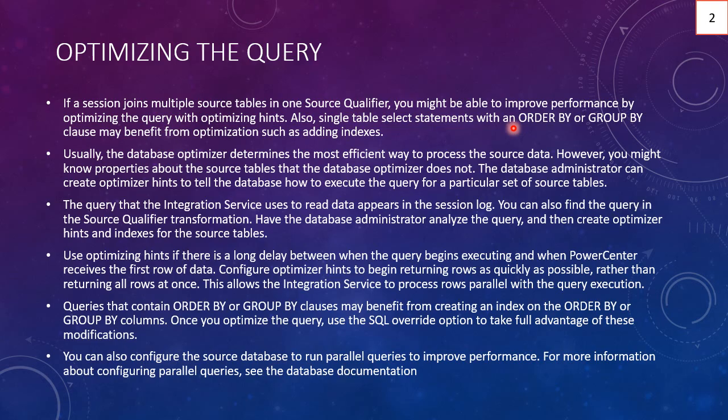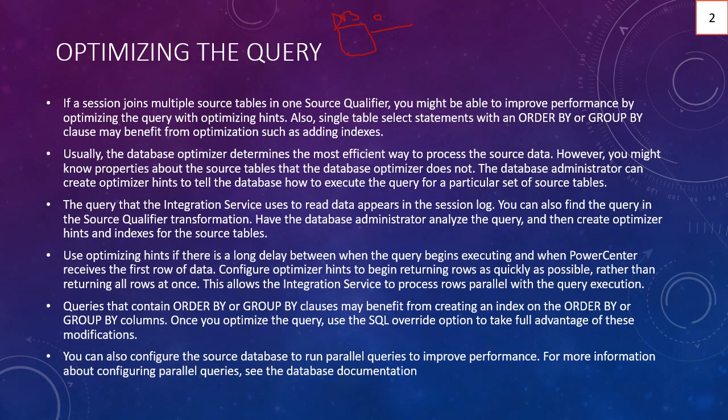Second point is usually the database. Suppose you are using a database, say one DB. In the DB, the optimizer determines the most efficient way to process the source data. What is Oracle optimization? Suppose Informatica sends the query to Oracle. That query is running in the Oracle engine. In that case, the point here is the efficient way to process source data.